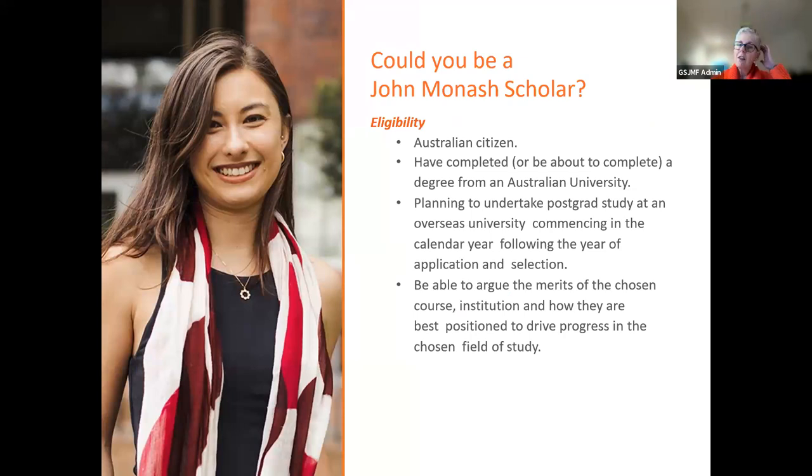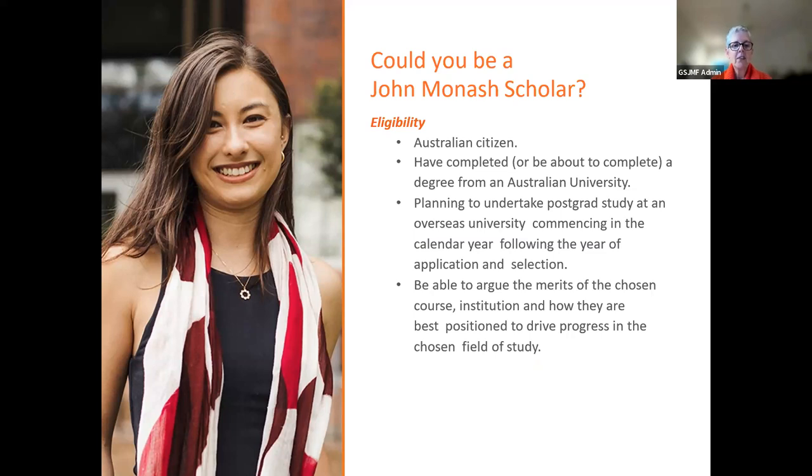So, who is eligible for the scholarship? Well, you need to be an Australian citizen for starters. And you need to have completed or be about to complete a degree from an Australian university. So that means you could be about to finish your final semester next semester. It's unusual, but it does happen, and you would be eligible to apply, because the key thing is that you need to be planning to undertake postgrad next year. So applying this year in order to start a postgrad degree in 2024. You will have already seen, some of you who've been to our application portal, that the application is for the 2024 John Monash Scholarship.